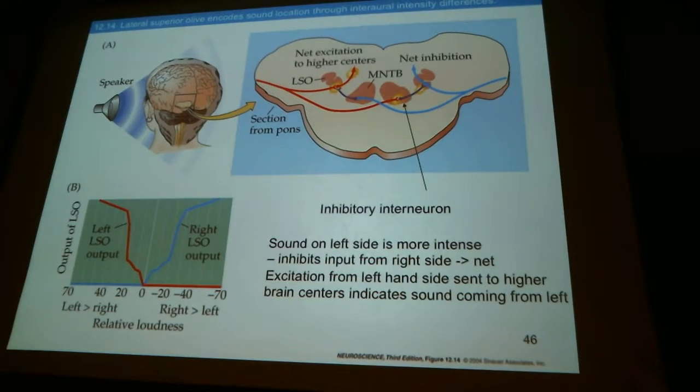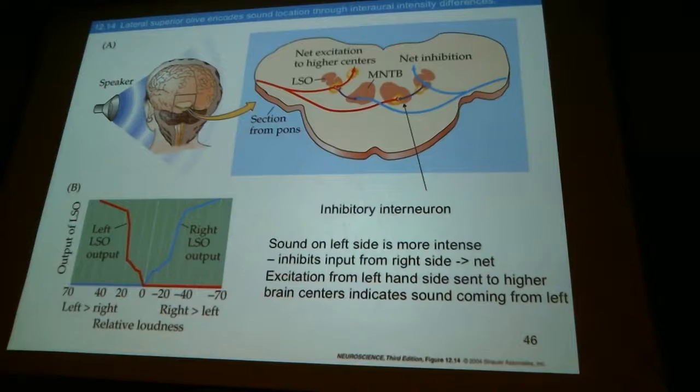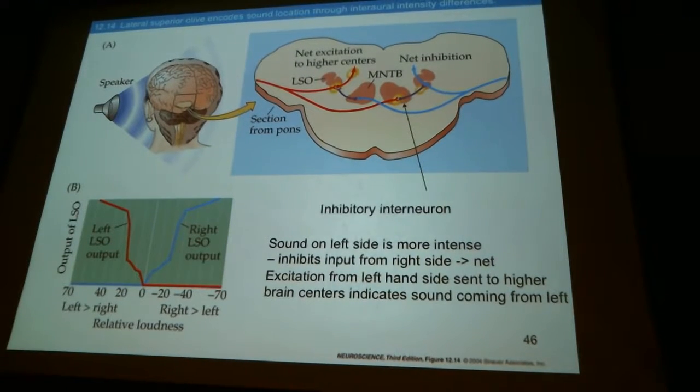So if it's equally loud, then they cancel out. If it's louder on one side than on the other, the excitation is going to win because the excitation will be stronger than the inhibition from the opposite side. And so you get a tuning that looks like this. Something that is louder on the left excites the left LSO, something that's louder on the right excites the right LSO. And then further up in the system, you compare the left and the right, and you determine exactly where that signal is coming from. Or in the case of the barn owl, where it's coming from in the foundation.